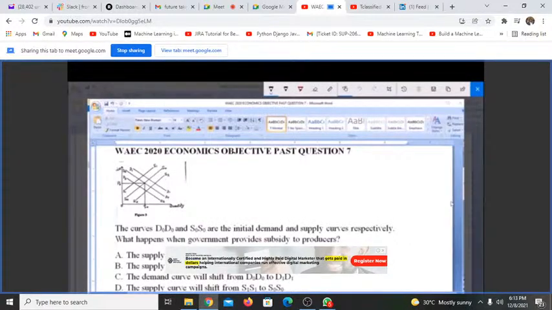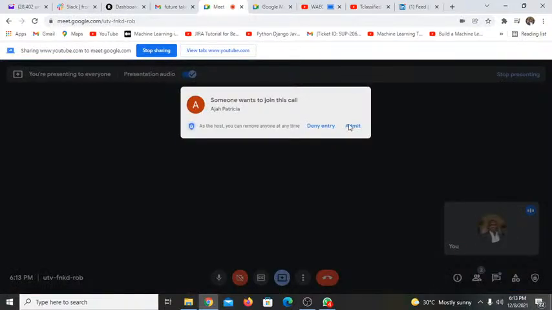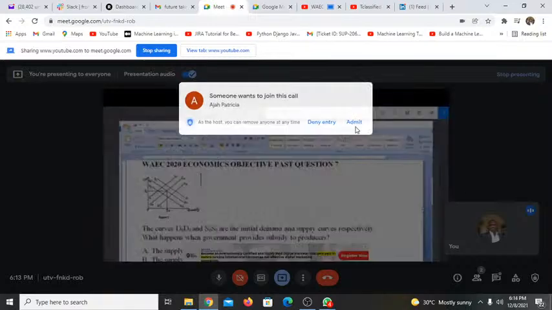Hello and welcome. I will be answering WAEC 2020 Economics Objective Past Question 7. So you have a diagram here and you have some curves or graphs. Now, the curves D0 D0 and S0 S0 are the initial demand and supply curves respectively.